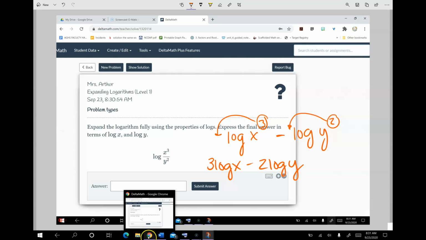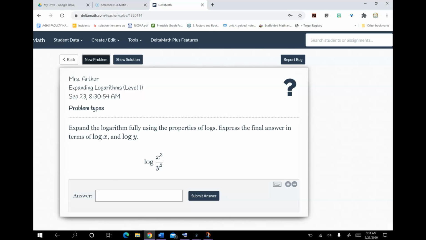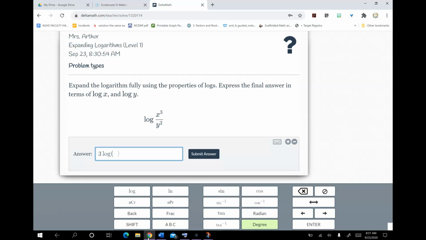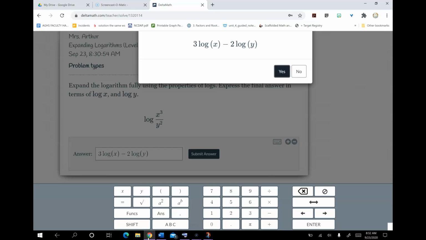So again, just to show you how you type it in, we're going to come back here. I've got 3, go to functions, log, go back, of x, whoops, back. And it's division, so it's subtraction of 2 functions, go get your log, of y. Nope, that's x, that's not y. All right, and submit your answer.